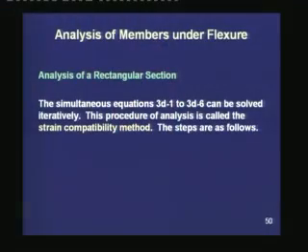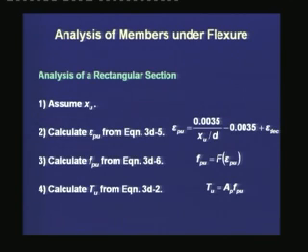The simultaneous equations 3D1 to 3D6 can be solved iteratively, and this procedure of analysis is called the strain compatibility analysis. The steps are as follows. First, we assume a depth of the neutral axis, which is XU. Next, we calculate epsilon Pu from equation 3D5, which is the strain compatibility equation. By rewriting the equation in a slightly different form, we can find out that epsilon Pu is equal to 0.0035 divided by XU by D. Since we know XU, we know the denominator, then this term minus 0.0035 plus epsilon DEC, which is also known.